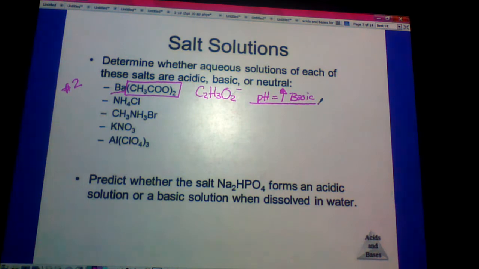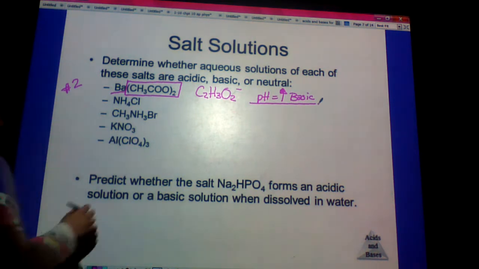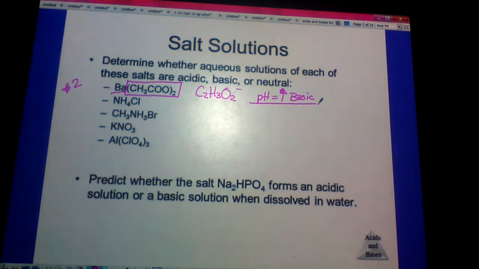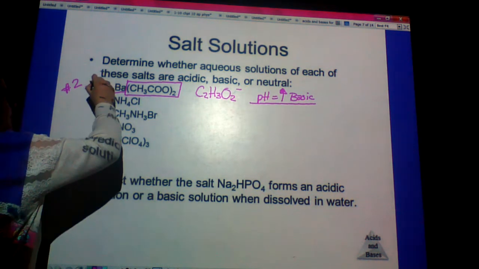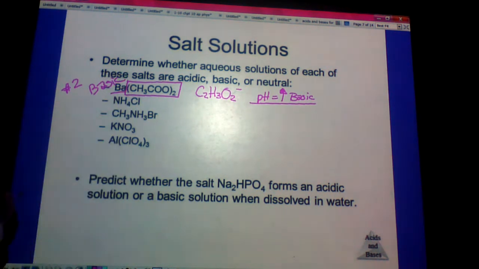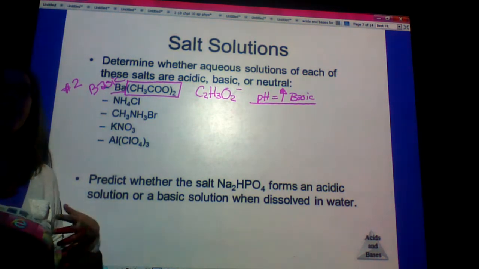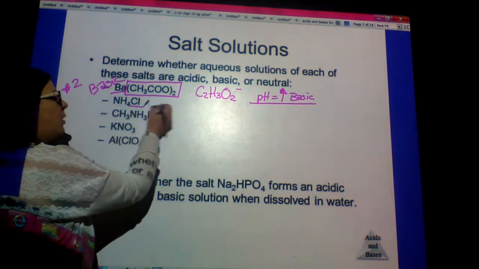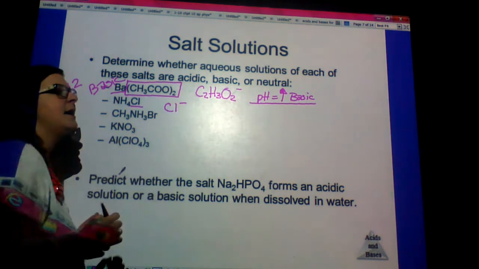Okay, so now let's think about NH4Cl. So I have ammonium chloride. Let's break apart each one and look at each ion specifically. Cl would be Cl minus.